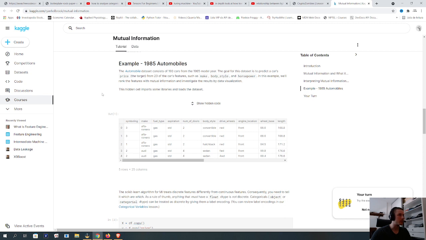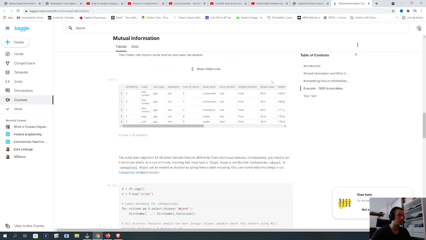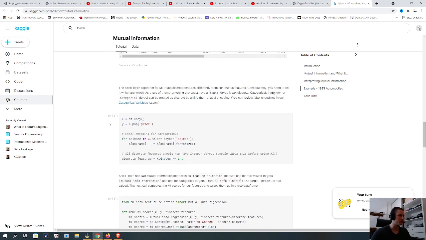The Automobile dataset consists of 193 cars from the 1985 model year. The goal for this dataset is to predict a car's price from 23 features, such as make, body style, and horsepower. In this example, we rank the features with mutual information and investigate the results by visualizing the data.